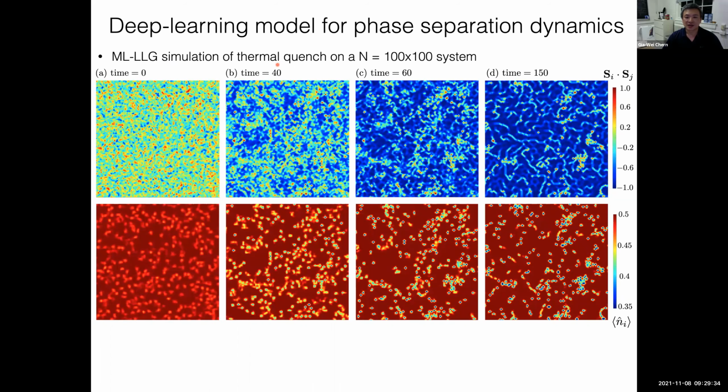We also did this for smaller systems, 100 by 100, in order to see some fine features. You can see that the top panels show the nearest neighbor spin correlation. The red area means ferromagnetic spins, and the blue area means antiferromagnetic spins. So you can see that you have a lot of antiferromagnetic regions, but a few of these ferromagnetic islands. And in the bottom panels, here I show the local electron filling fraction. So 0.5 corresponds to half filling, or 1 electron per site.